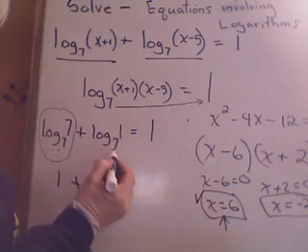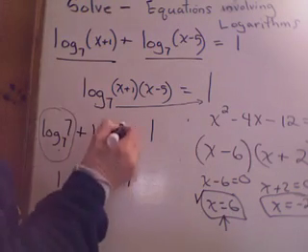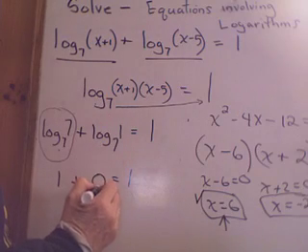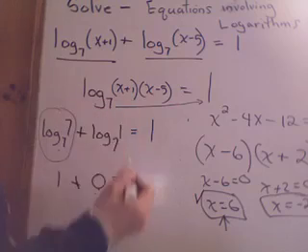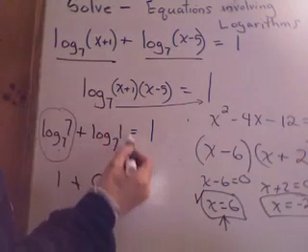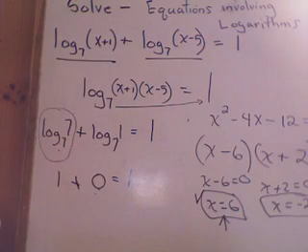Now, log base 7 of 1 is 0. Log any base of the number 1 is 0, okay? Because exponent 0 gives you a value of 1. And when the value part of the log is 1, it means the exponent was 0. So keep that in mind.